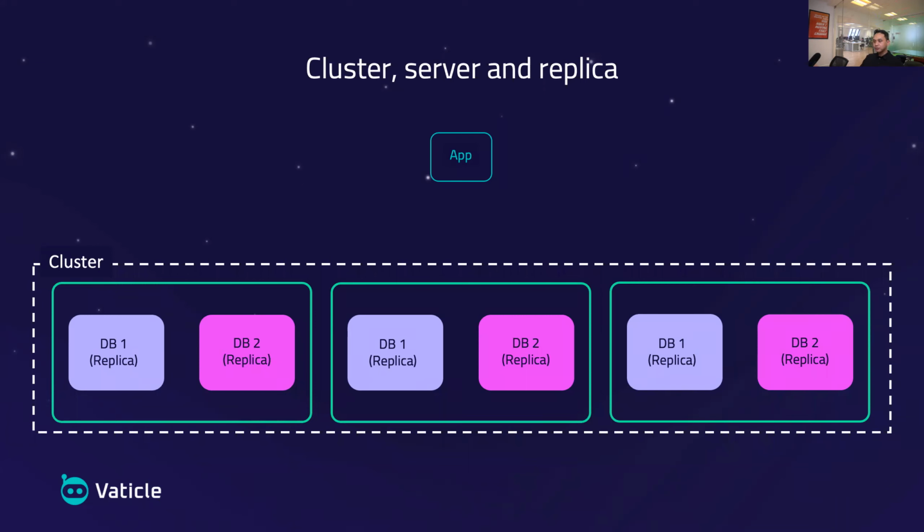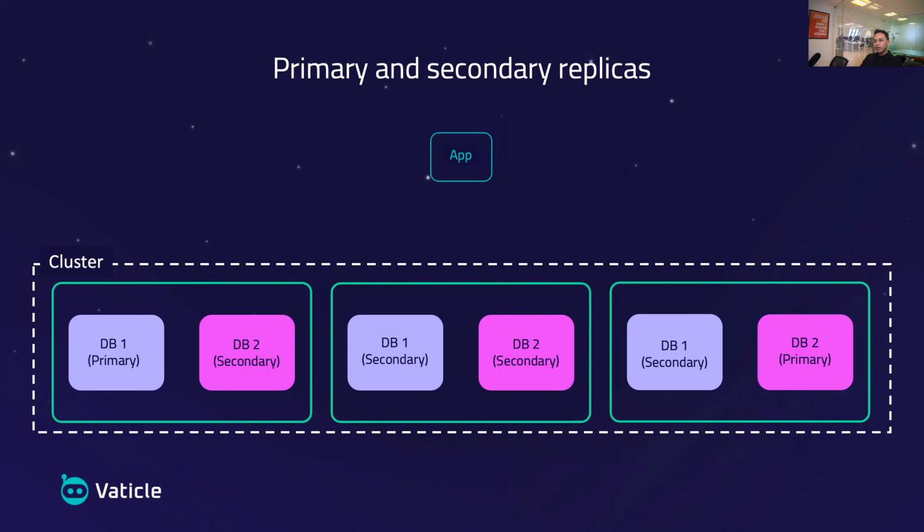So the databases, in the clustering model, will have their own copy on all servers. In this case, DB1 and DB2 will each have one replica on each server. So DB1 will have 3 replicas on server 1, server 2, and server 3, and DB2 will also have the same number of replicas, each on one server.